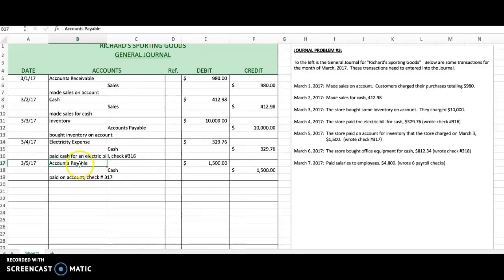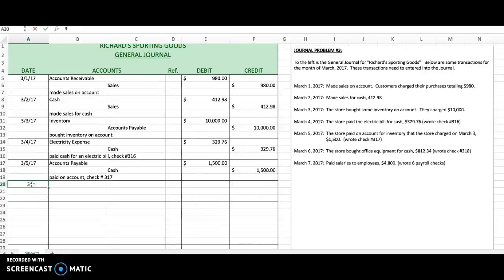So again, accounts payable is debited because it's a little bit less. We paid part of that $10,000 bill that we charged back on March 3rd. And so accounts payable goes down, it is debited. Cash also goes down. And that happens frequently. Two things go up or two things go down, but there's always one debit, one credit. Cash is credited because it's an asset. When it goes down, it's credited.